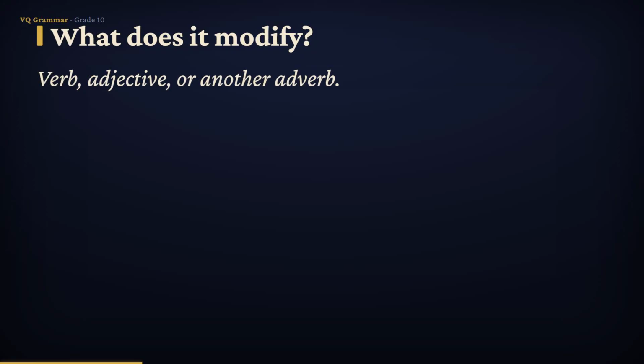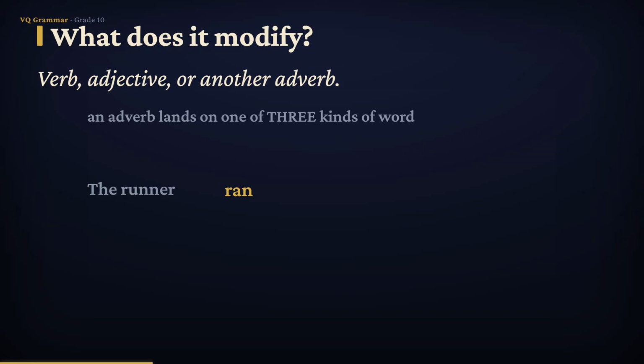Now, the harder half of the definition. What does an adverb actually land on? There are exactly 3 possibilities. Look at the first line. The runner ran quickly. Quickly attaches to ran, and ran is a verb. So here, the adverb modifies a verb. That's the most common case by far.